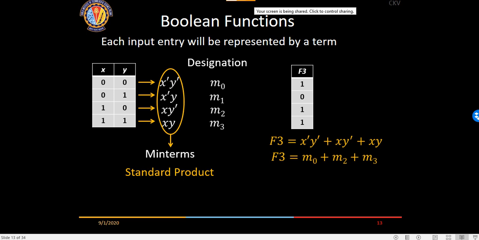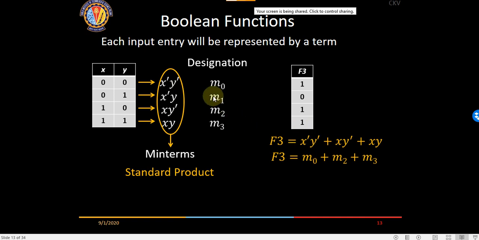Now how do I do the hardware for M0, M1, M2 and M3? What does M0 mean? It has to be high for x is equal to 0 and y is equal to 0, and it has to be 0 for all other input combinations. So how do I implement that in hardware? By making an AND gate from x dash and y dash. This is an AND gate.